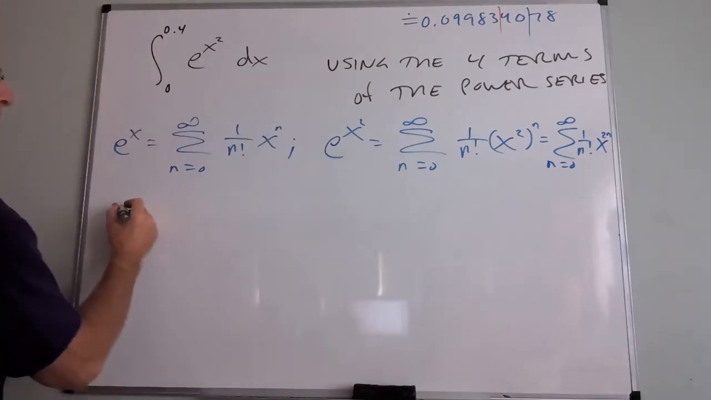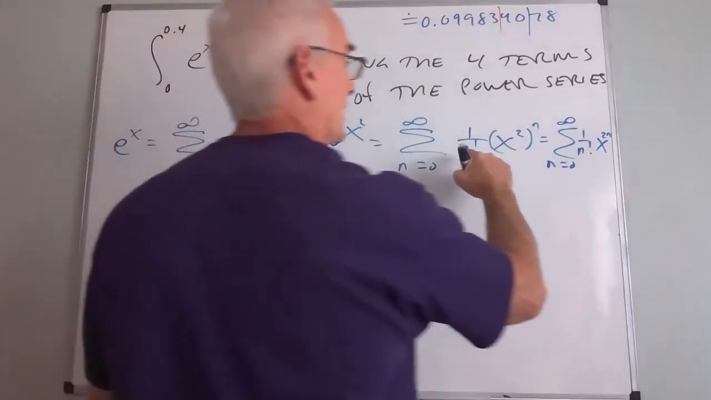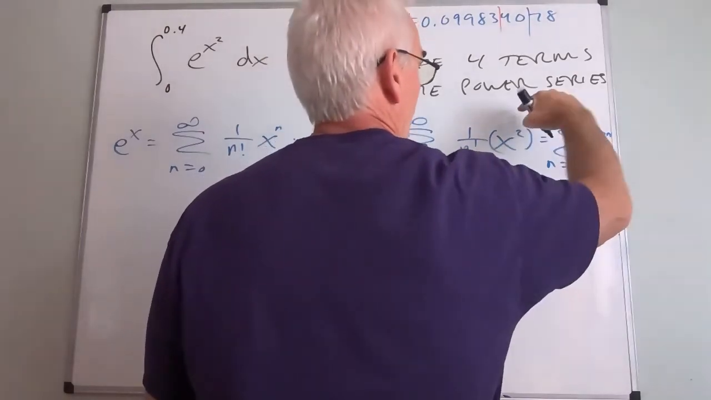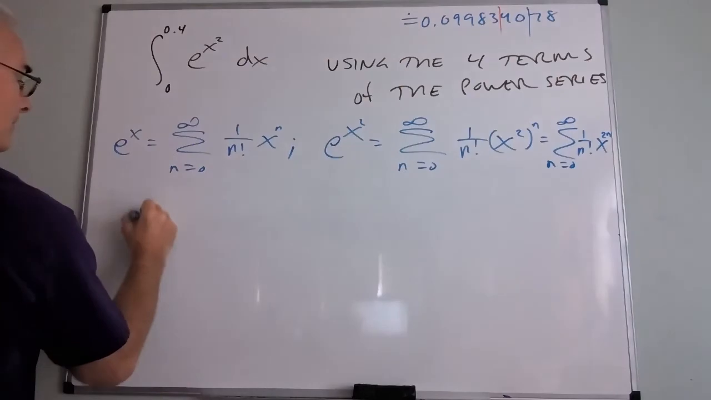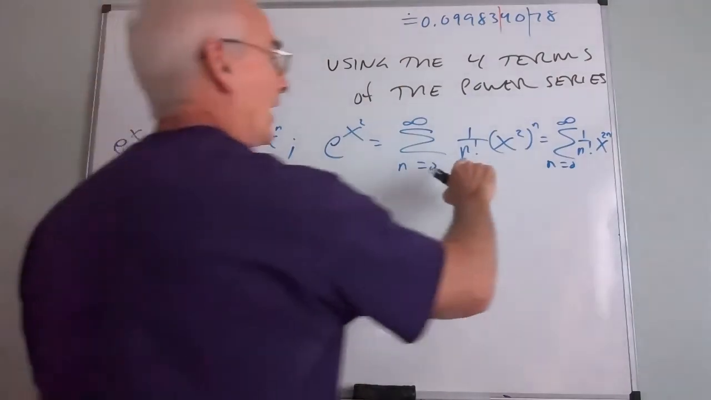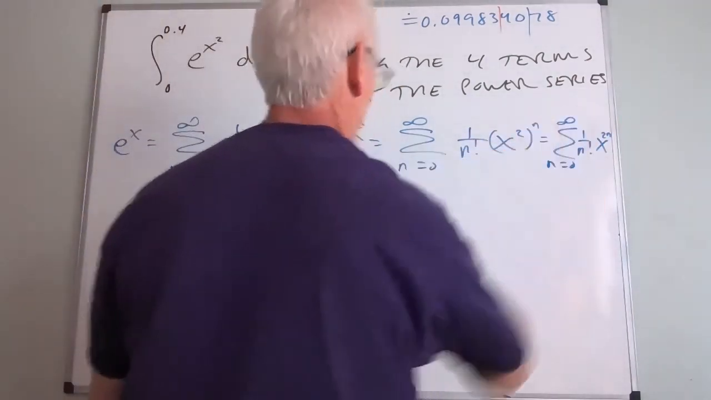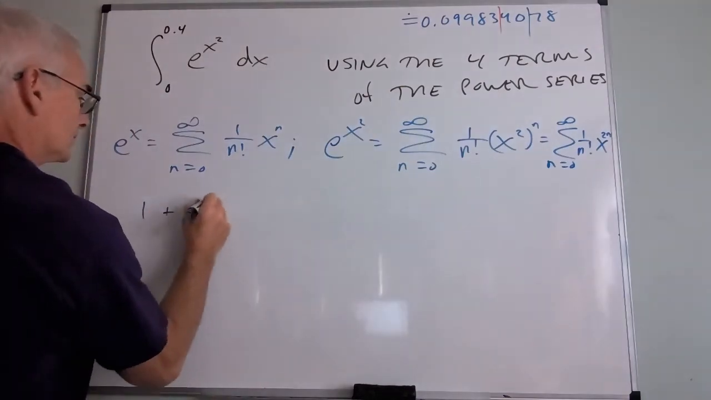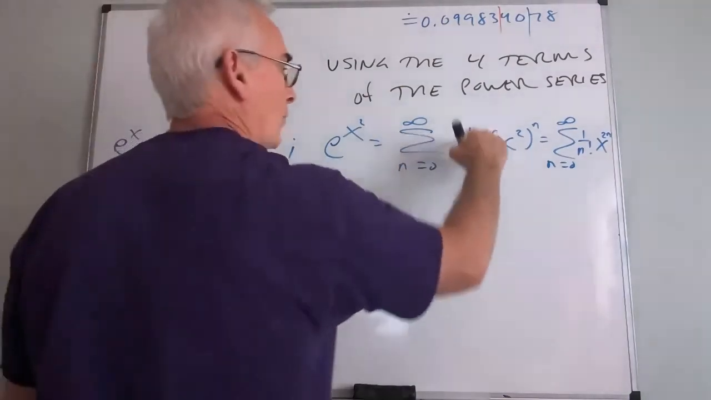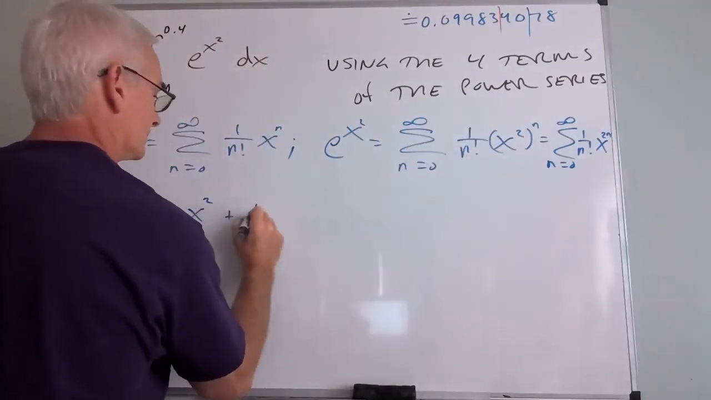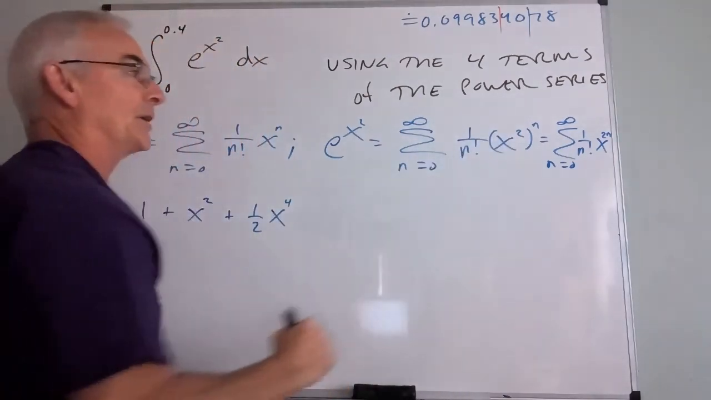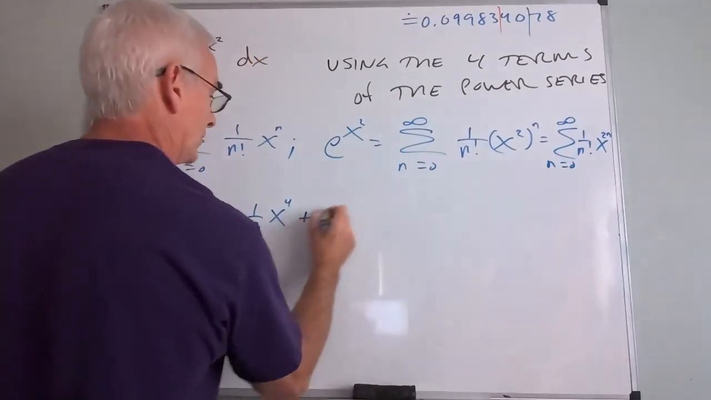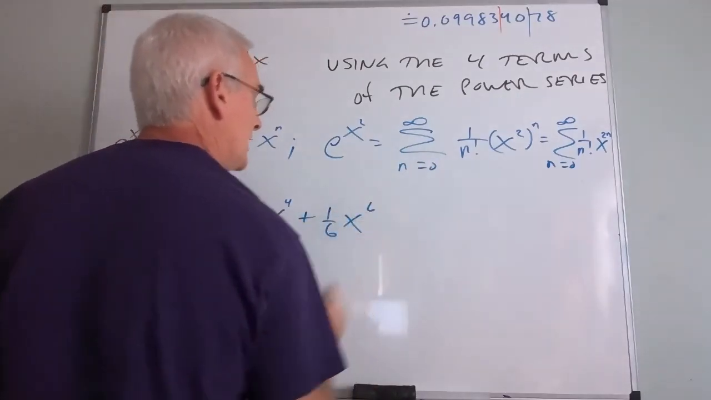So when n is 0, what would I have? I'd have 1. I have a 1, okay. When n is a 1, I'd have x squared. When n is a 2, I have 1 over 2 factorial, x to the 4th. And when n is a 3, I'd have 1 over 3 factorial, x to the 6th.